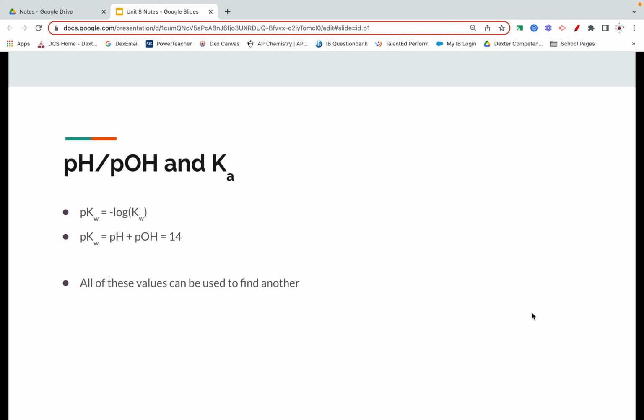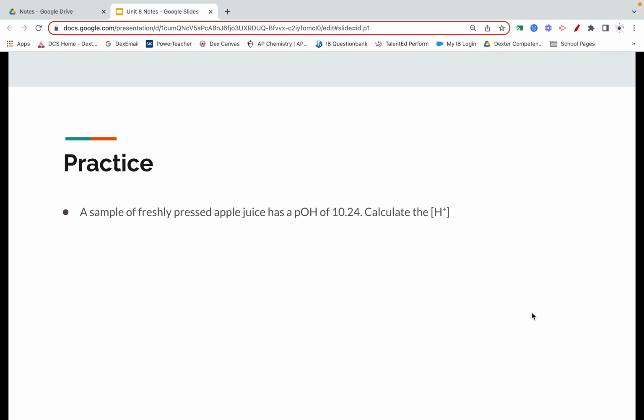More on pH and pKa's: we can look at the equilibrium constant and take the negative log, and we can get pKw, which is equal to pH plus pOH, which is equal to 14. So all of these values can be used to find each other. They're interchangeable equations. So let's look at a quick practice.